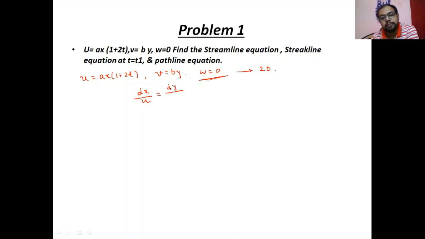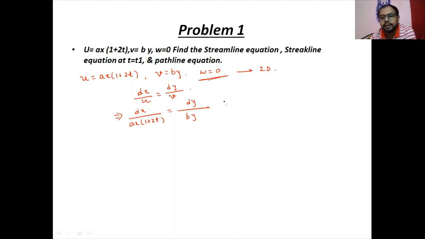dx/u = dy/v. The streamline equation, the simple streamline equation, we are writing it. Third term will not come here. So dx, we just put this thing, 1 plus 2t, dy. That is the thing we are getting here.